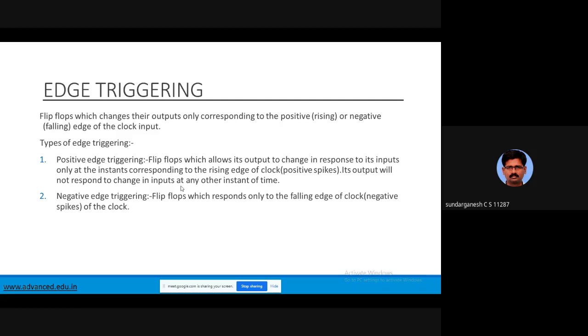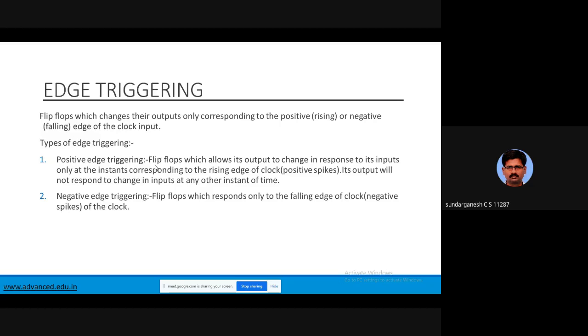So next one is edge triggering. I told that when the clock signal changes from level 0 to level 1, it is the positive edge. Similarly, level 1 to level 0 is the negative edge. So positive edge or rising edge, negative edge or falling edge. We are calling the edges as the positive edge or rising edge of the clock signal, or the negative edge or falling edge of the clock signal.